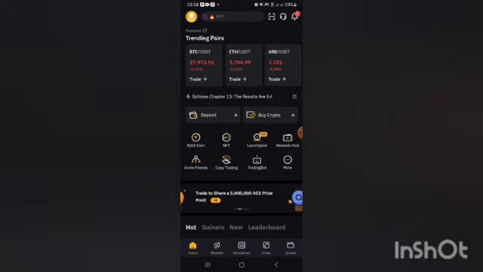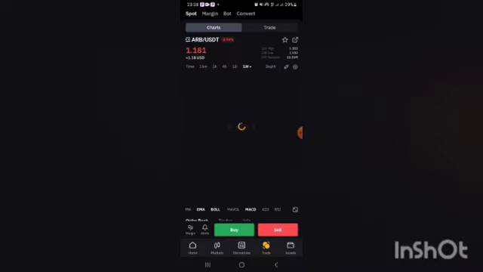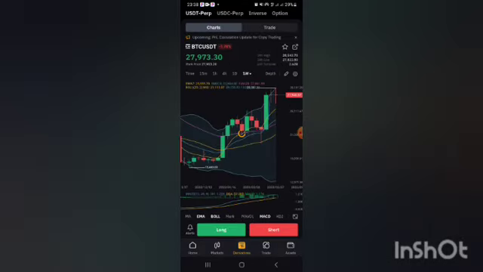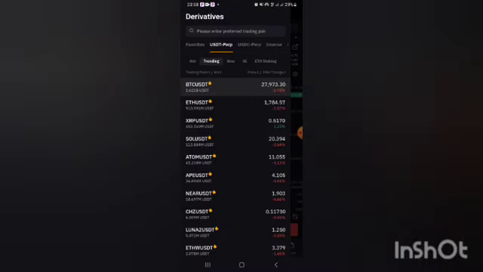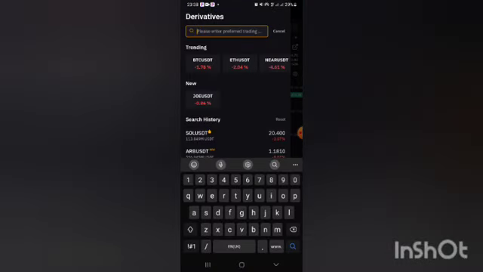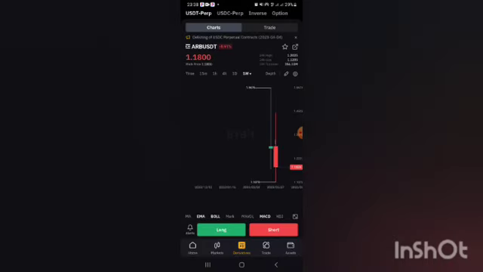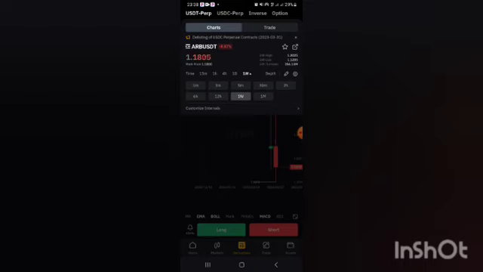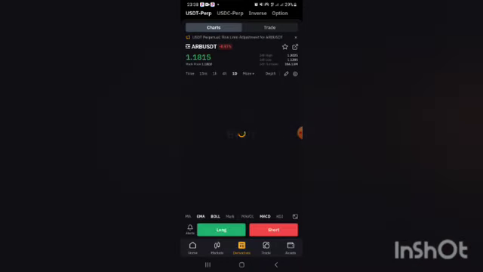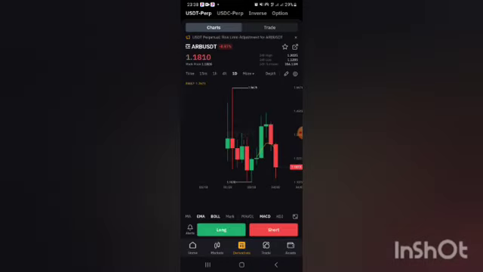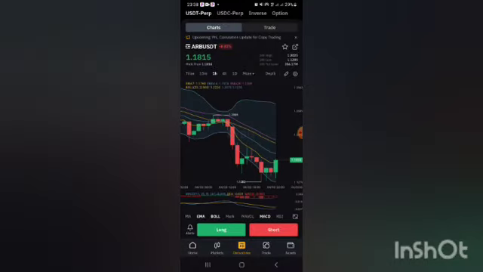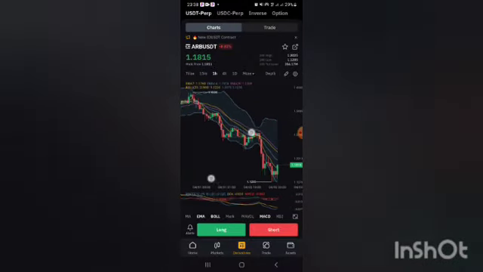So there is a signal that SRP is pumping Arbitrum too. So let's check Arbitrum token. I'm going to go with ARB USDT. Let me see. This token is dumping. The token is relatively new. If you look at the daily time frame, this token is dumping. So I'll be looking for a selling position in this kind of token, right?